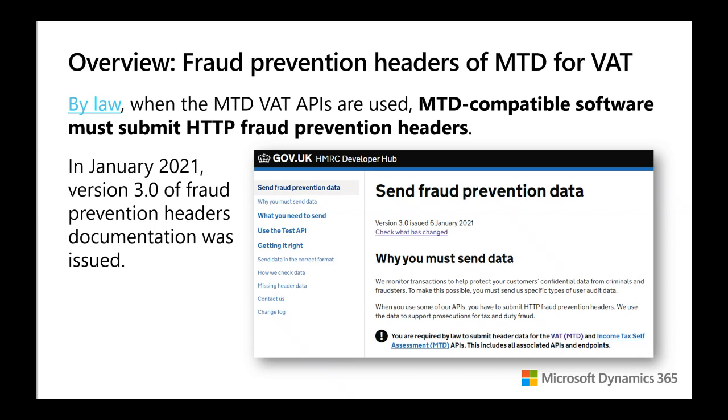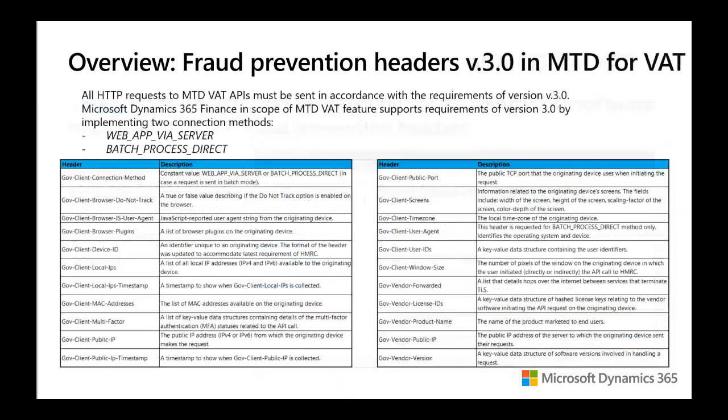According to official documentation on fraud prevention headers, different sets of fraud prevention headers can be required for different MTD-compatible software, depending on their architecture. This architecture must be defined beforehand for MTD-compatible software, transferred as the value of the connection method header. This is the first fraud prevention header in the set, and the full scope of other headers to be collected and transferred will be defined by this connection method value.